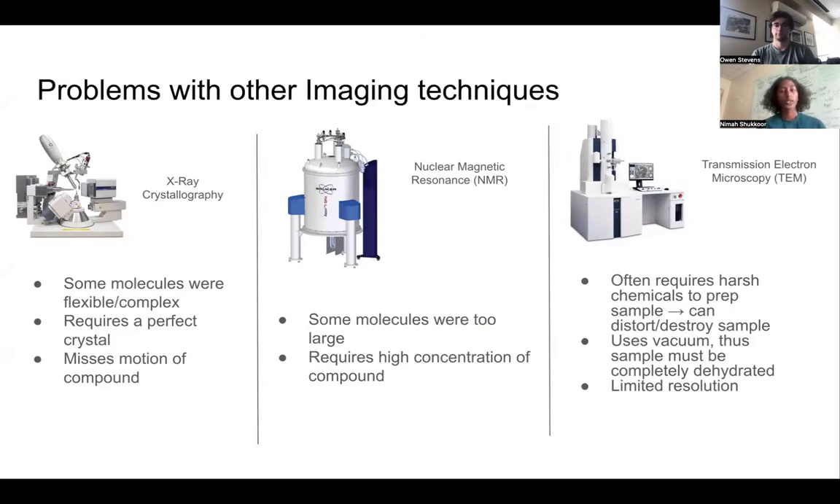For NMR, some of the molecules were too large to be imaged, and it also required a high concentration of the compound, or at least higher than you would need in cryo-EM today. And for transmission electron microscopy, or TEM, it often required harsh chemicals to prep the sample, which can destroy or distort the sample in the first place. It also uses vacuum, which meant that the sample must be completely dehydrated, which can be difficult to do. And it also provided only limited resolution.